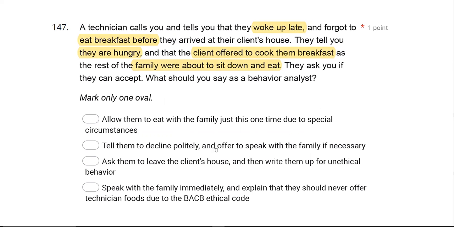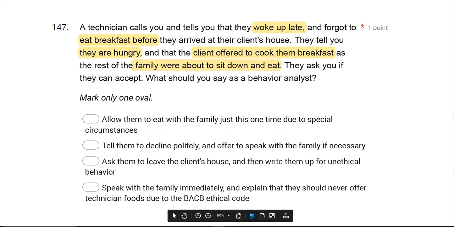B, tell them to decline politely and offer to speak with the family if necessary. Perfect. Let them explain the situation. If the family doesn't understand or presses further, offer to speak with the family if necessary. That's your role. C, asks them to leave the client's house and then write them up for unethical behavior. They haven't done anything unethical yet. They're actually doing the right thing and calling and reaching out to you. So they're doing everything okay so far.